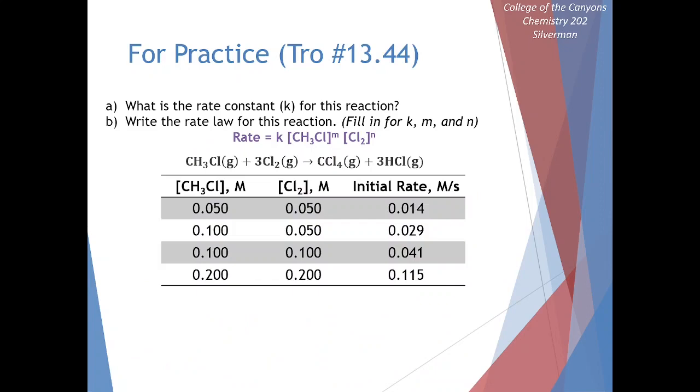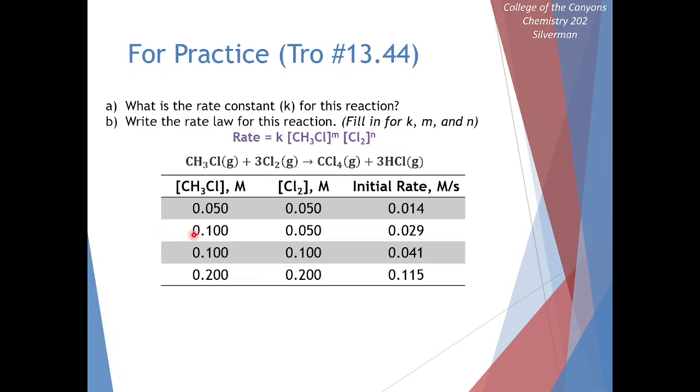We have another practice problem here. This one's a little bit more complicated. Now we have two reactants combining together to form some products. We'll do the same strategy. We can write out our rate law expression. The rate is equal to the rate constant times our concentrations raised to some exponents. The exponent for each chemical is going to be unique.